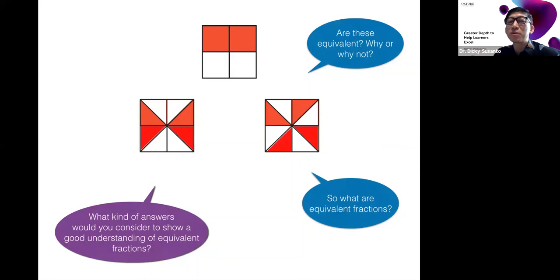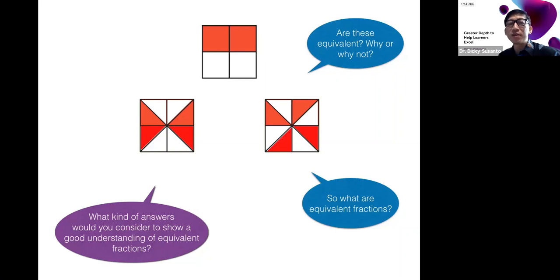So you want to further ask them, what about this? Are these equivalent? Why or why not? How do you know they are equivalent? What are equivalent fractions? Can you come up with a definition? And as teachers, you want to be thinking about what kind of answers you would consider to show a good understanding of equivalent fractions.